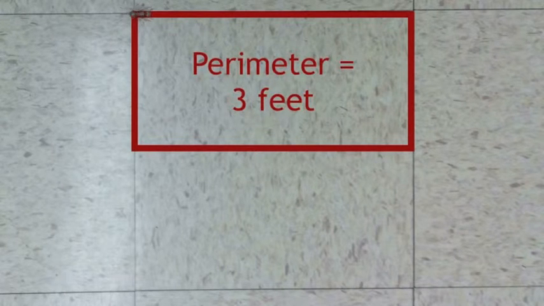Here's our ant again. He's walking a foot plus a half of a foot plus a foot plus another half. The ant walked a total of 3 feet around that rectangle.